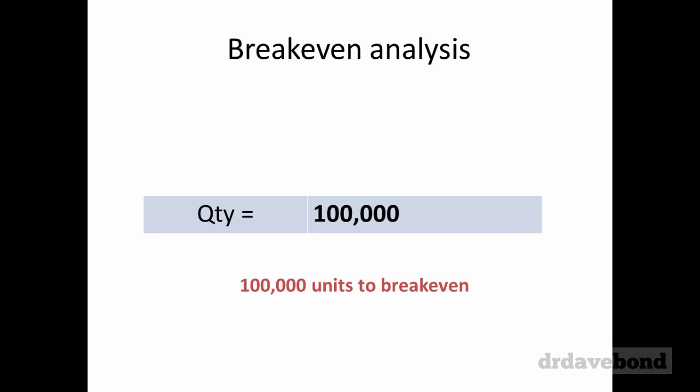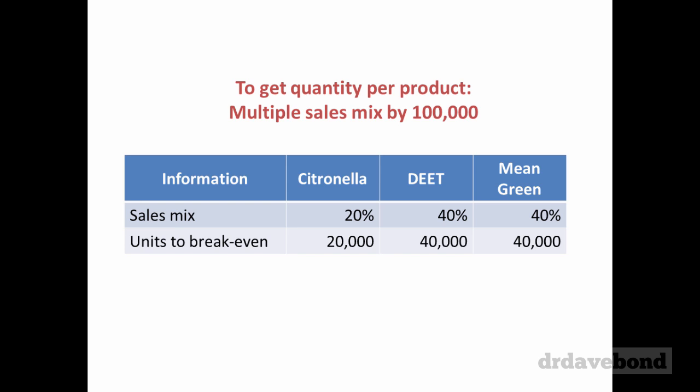But there's one final important thing that needs to be noted when you have a multiple product environment, which is that the 100,000 units needs to then be split up across the different types of products being sold. So in this case, we've got a 20-40-40 mix. Citronella has 20,000 units to break even, DEET 40,000, Mean Green 40,000. And that is how you do a break-even analysis with multiple products.